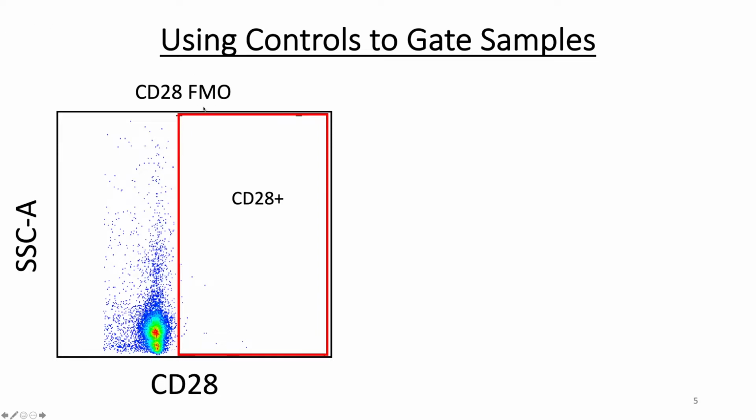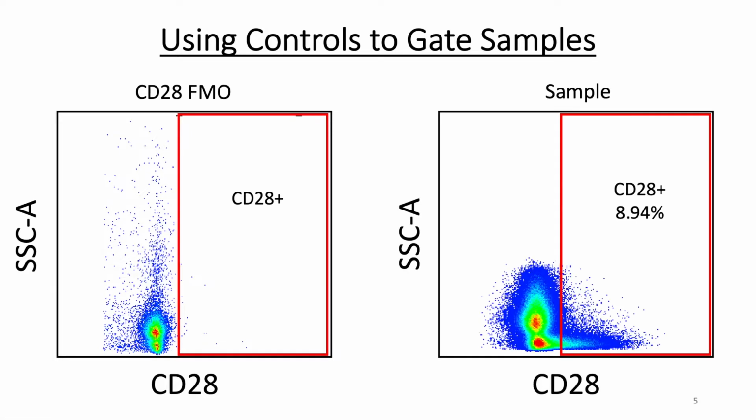In the case of the CD28 FMO, it contains all of the markers in our panel except for CD28. Because there's no CD28, we know that anything above the signal that we're showing here should be positive, because everything here is negative. So we can place this gate on our control and then copy it onto our subsequent sample and see that about 9% of cells express CD28. The use of these FMO controls can remove some of the subjectivity and bias from our analysis.